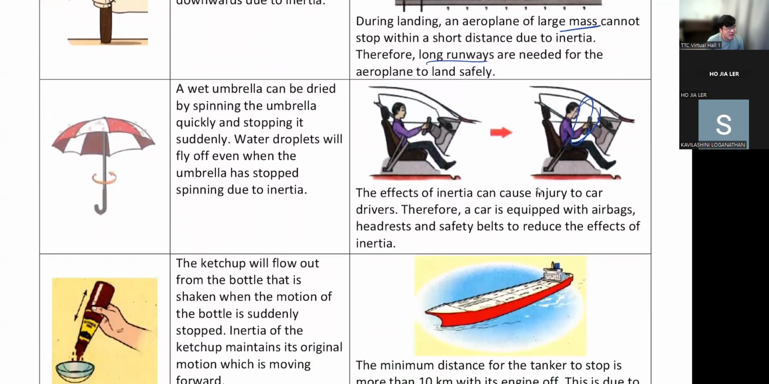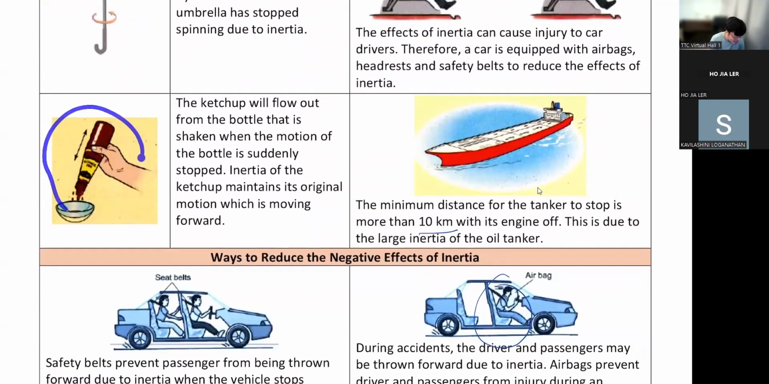So this is inertia. And of course, spinning the umbrella. When you spin your umbrella to the left, the raindrops go to the left. When you suddenly change to the right, the raindrops want to keep going left, so they swing off from the umbrella. Next, ketchup also. When you swing your ketchup bottle, the ketchup moves together. When you stop the bottle suddenly, the ketchup wants to keep moving, so it splashes out from the bottle.